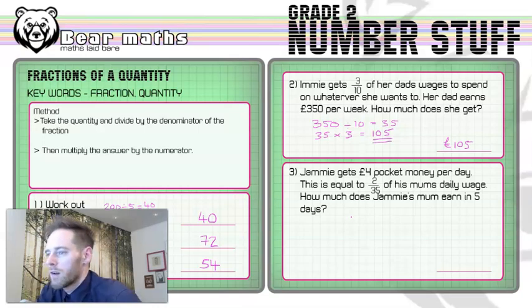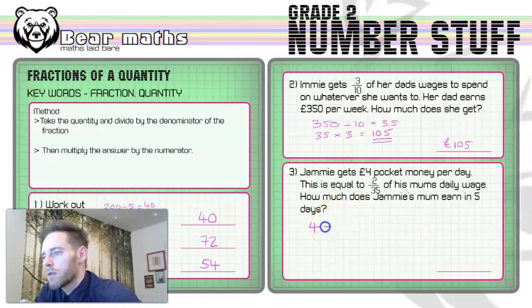So this is a much trickier problem, which is something we're going to use this skill for. Now, it's slightly different in that we've been given the fraction that is equal to the £4. This £4 is equal to 2/35 of his mum's daily wage. So we're going to do the same thing, but in reverse. We're going to divide by the numerator this time and then multiply by the denominator. So we're going to take the quantity, which is £4, because we're going the other way with it. This is the reverse one.